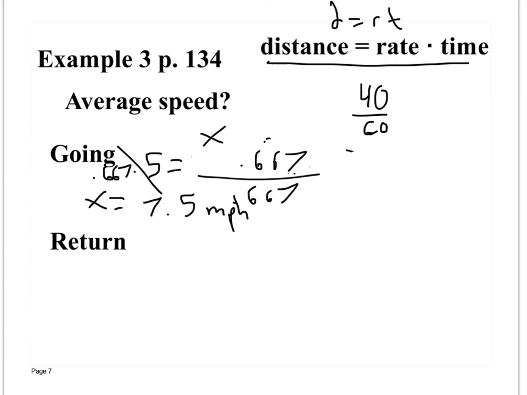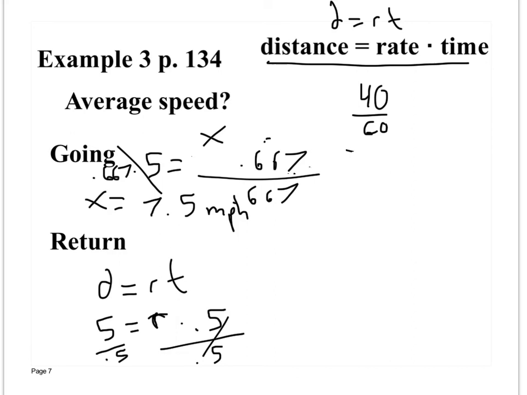So let's do the return trip. My return trip, we can do it as D equals RT. My distance, did it change? No, they're still going 5, right? What's my rate? That's what I don't know. So this is my rate for return. My time was 30 minutes, which is how much of an hour? Half, so 0.5. So to find my rate, I divide both sides by 0.5. So my rate return is 10 miles per hour.